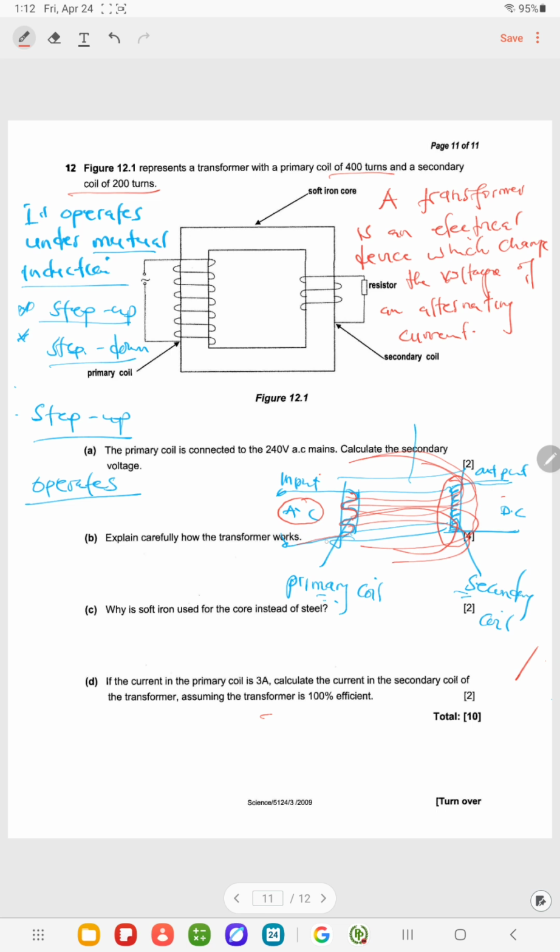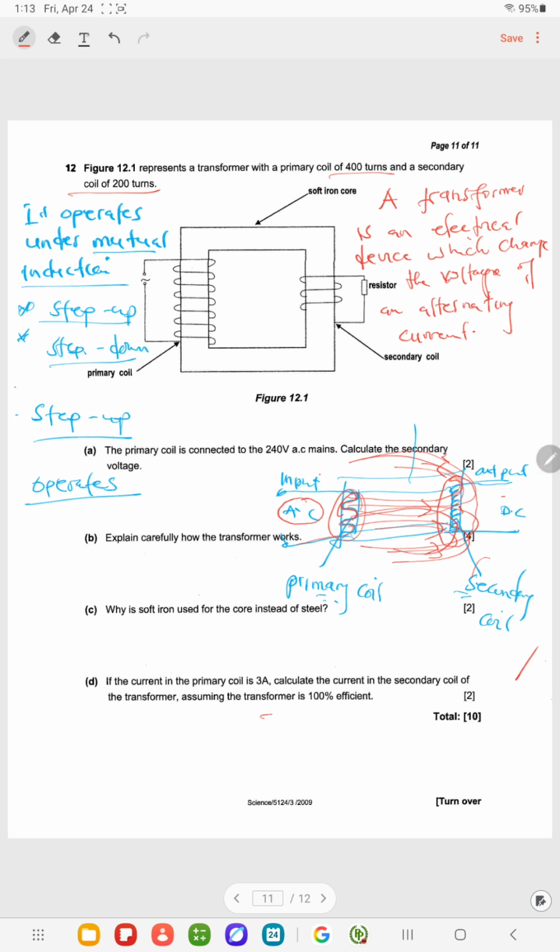Number two, the alternating current which is passing through the primary coil will produce an alternating magnetic field. Then this alternating magnetic field is going to induce an alternating voltage. Then the fourth one, the alternating voltage will induce the current into the secondary coil and the current will be transmitted. That is how a transformer operates.